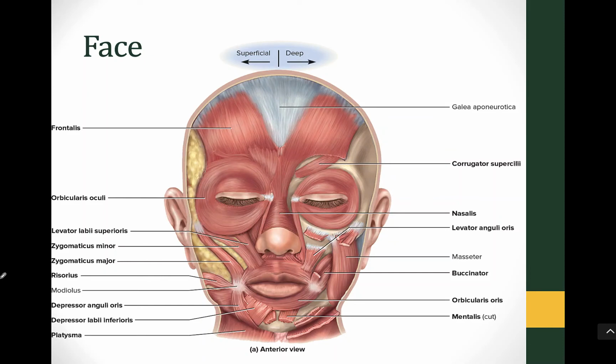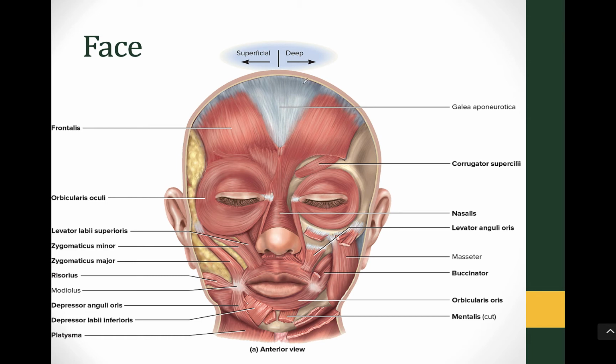So next we'll go through several muscles in the face and the neck. My goal with these sections is to highlight the origins, insertions, and actions of specific muscles that I find important or frequently asked about. It's not going to be an exhaustive walkthrough of every single muscle in the body.